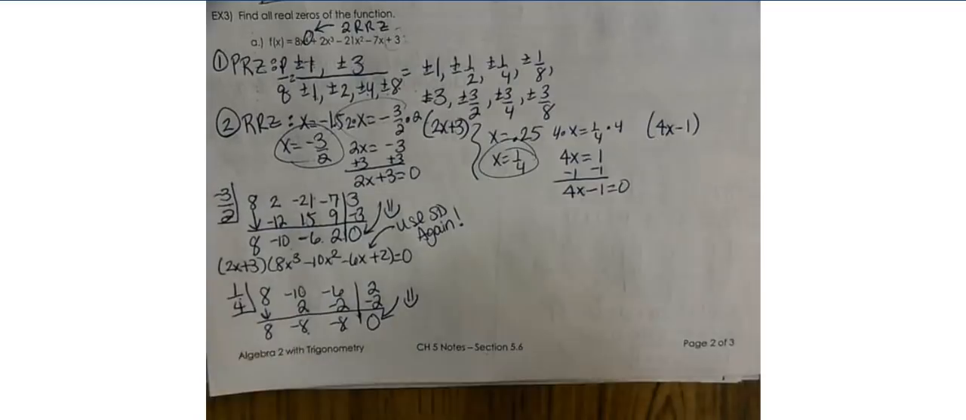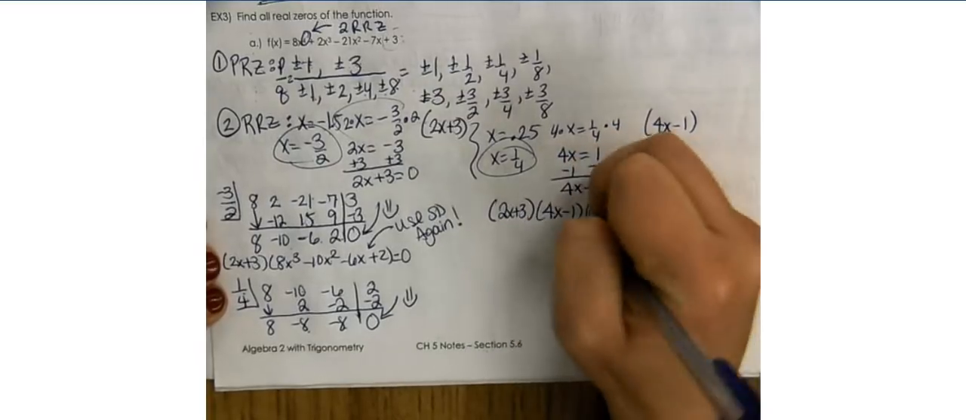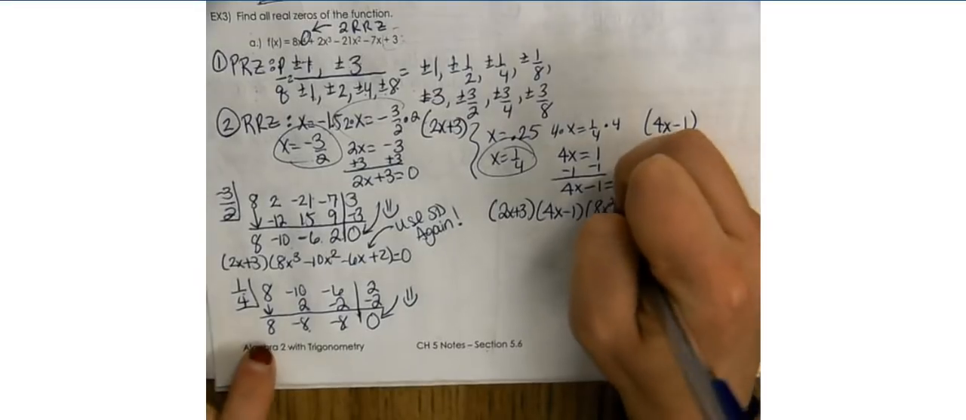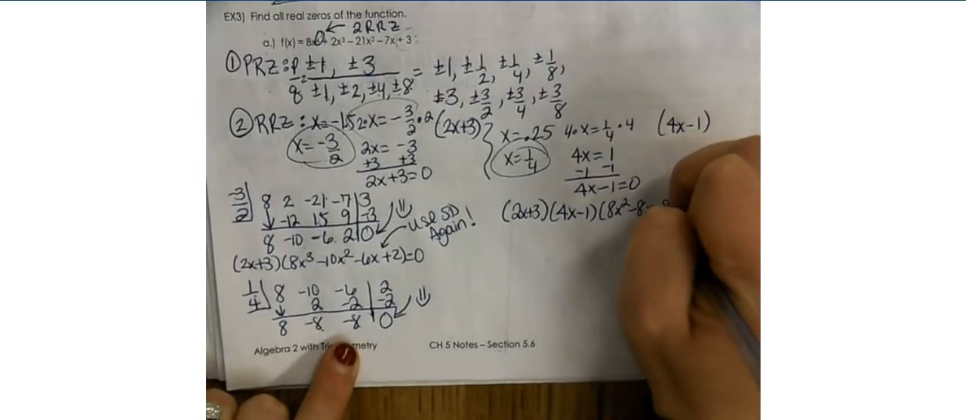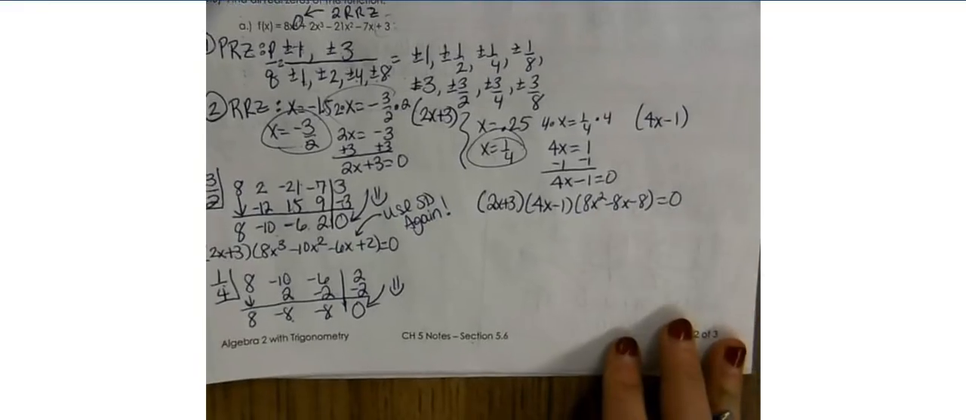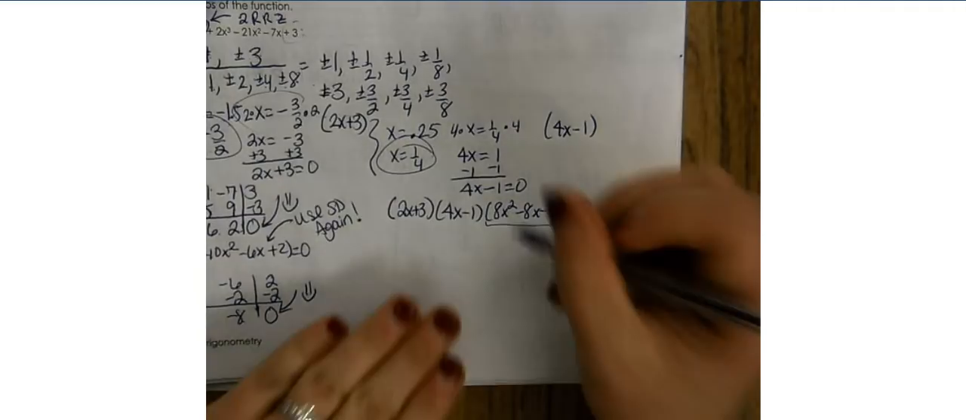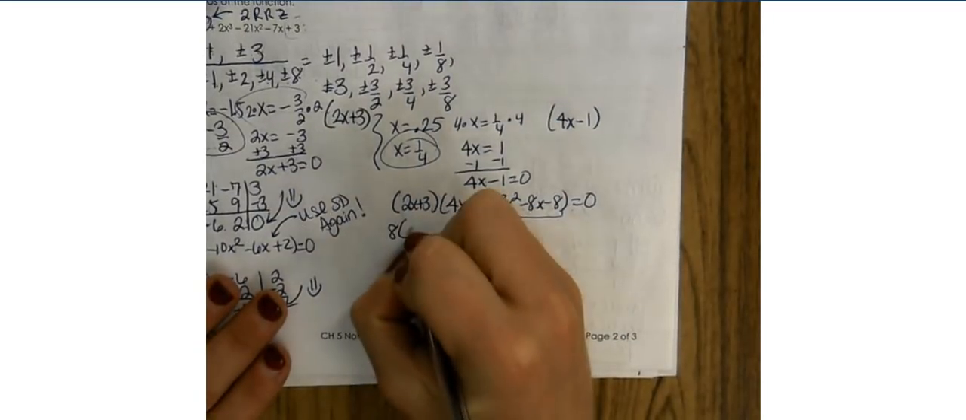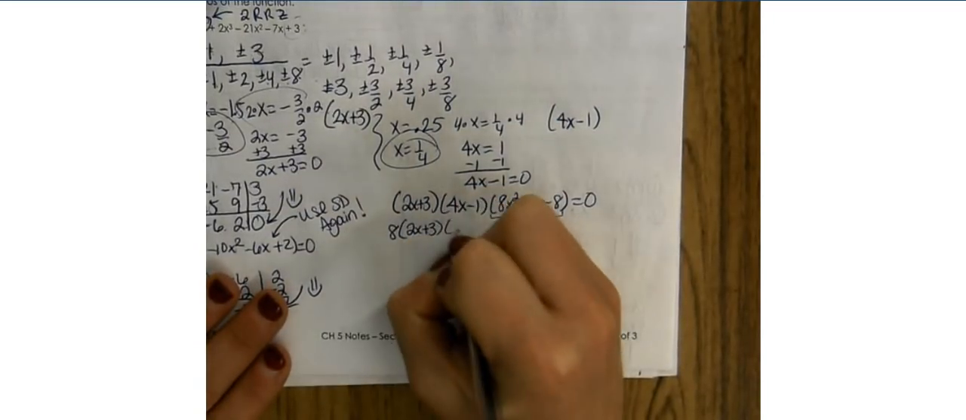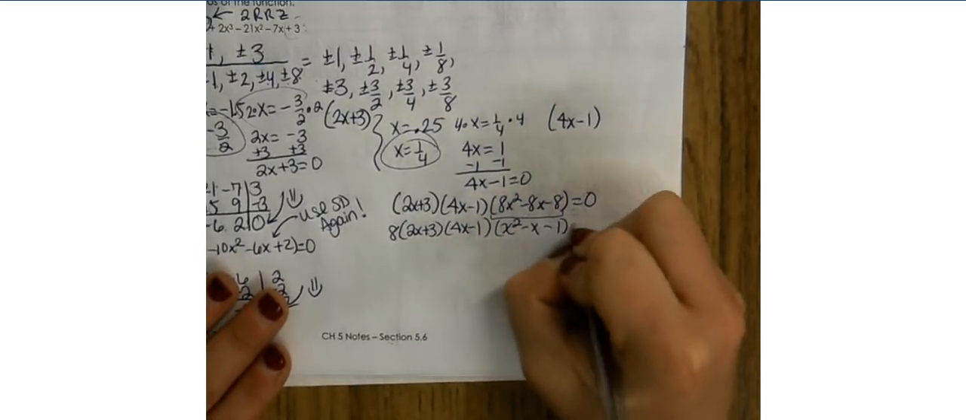So this is where I'm at so far. So far I have a 2x plus 3. Now I have a 4x minus 1 times 8x squared minus 8x minus 8 equals 0. So 8x squared minus 8x minus 8, this whole trinomial, this quadratic, is all divisible by 8. So I can divide out an 8 and make this 8 times 2x plus 3 times 4x minus 1 times x squared minus x minus 1 equals 0.